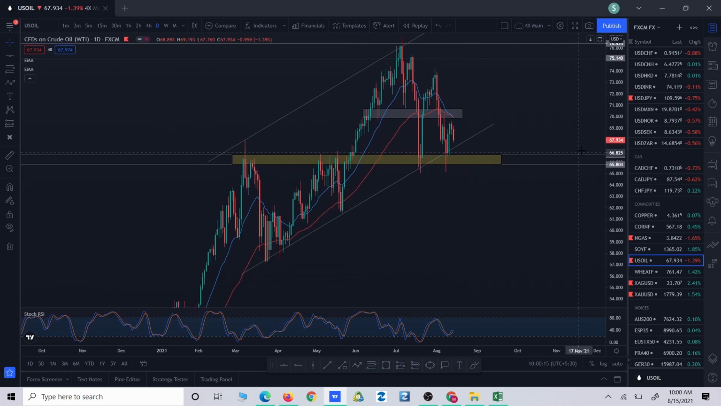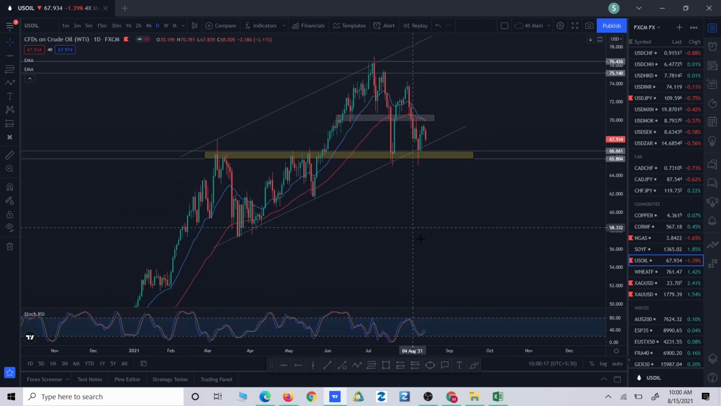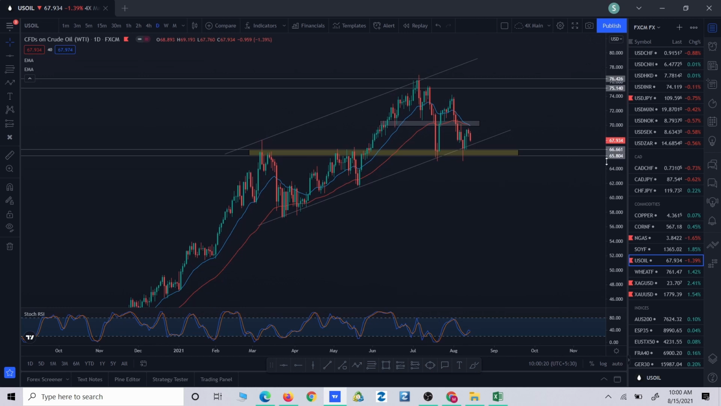US oil, as we can see, the price is moving in a channel at the moment. Starting from here, we have a high, higher low, higher high, higher low, higher high, and lower low as the price broke and closed below the previous low. Then we broke and closed above the previous high, making a higher high, higher low, higher high, and then the price broke and closed below the previous low. Since then the price has been ranging between this high and this low.